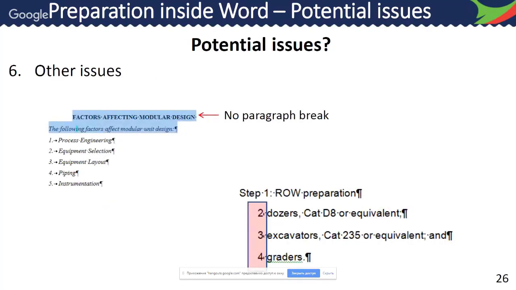And there are other issues. For example, on the left side, you can see several paragraphs which are merged into one single paragraph. So there is no paragraph break between these paragraphs, as you can see. On the right side, you can see numbers which should be part of the sentences, for example, 2 dozers, 3 excavators, etc., but they were converted into automatic list numbering by mistake. And of course, there are other issues.